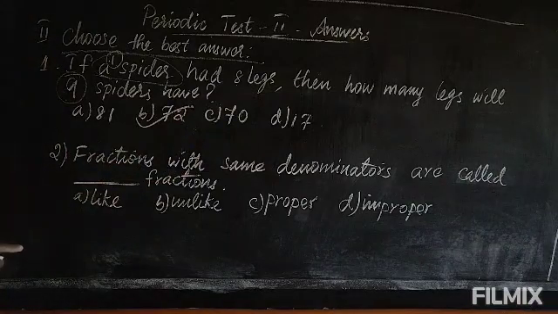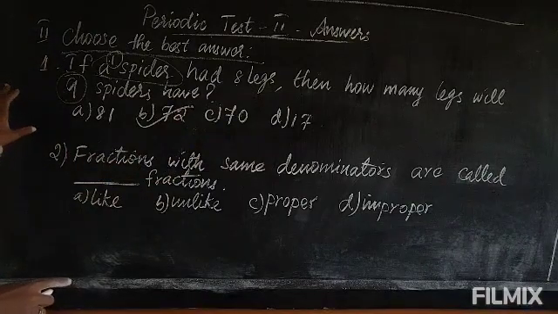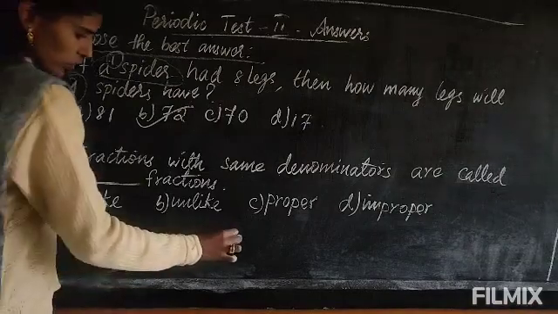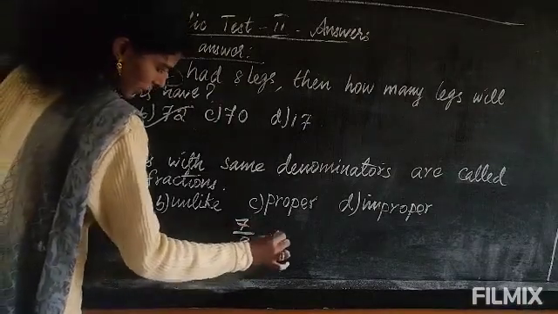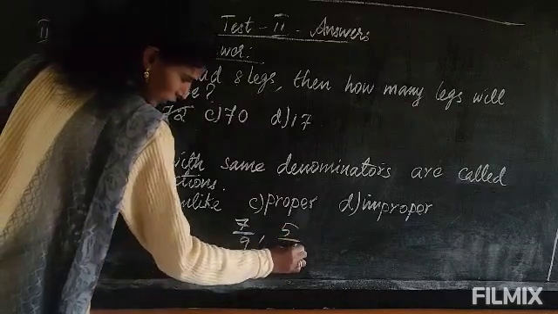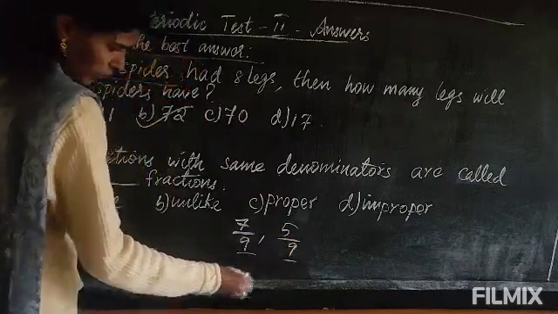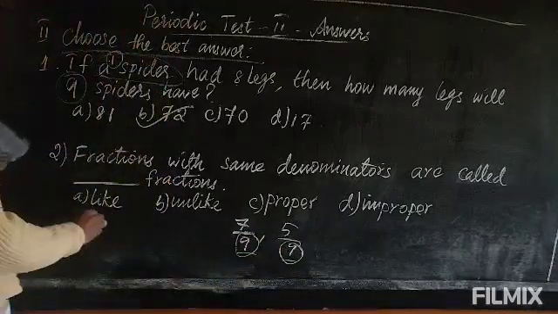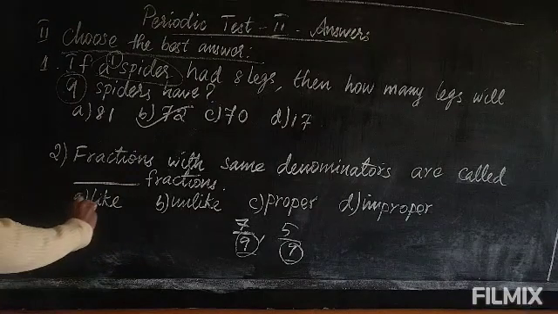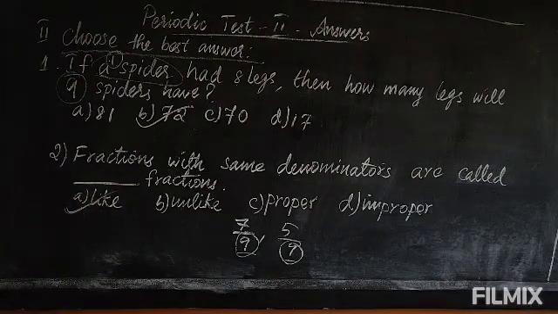Next one, fractions with the same denominators are called dash fractions. Let me give an example. Suppose if it is 7 by 9 and 5 by 9. Now both are having the same denominator. So if they are having the same denominators, we call it the like fraction. So A is the answer.